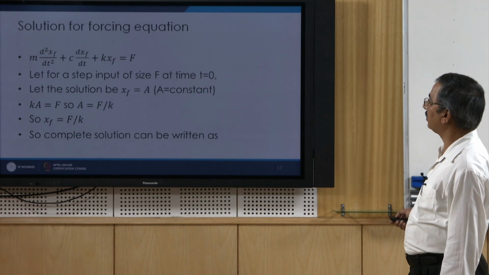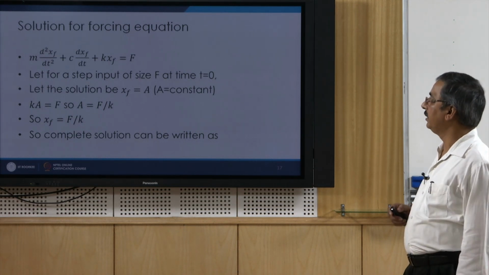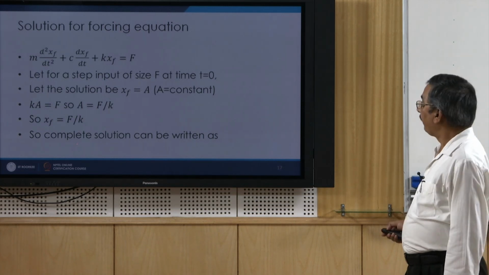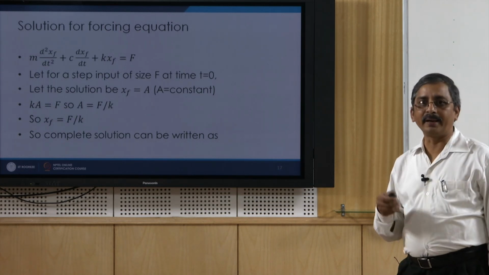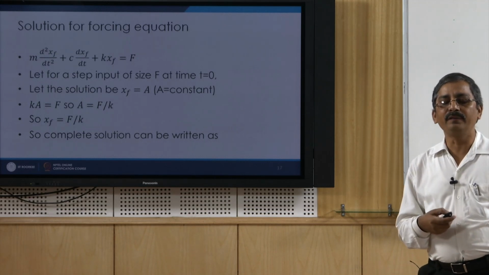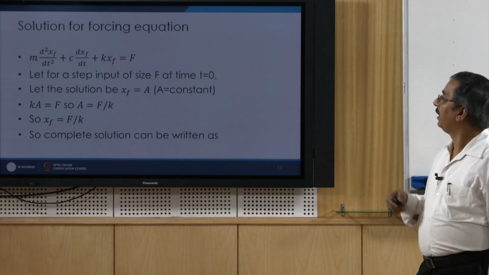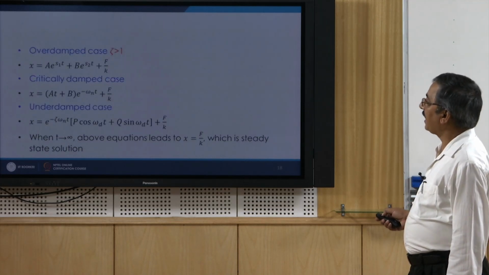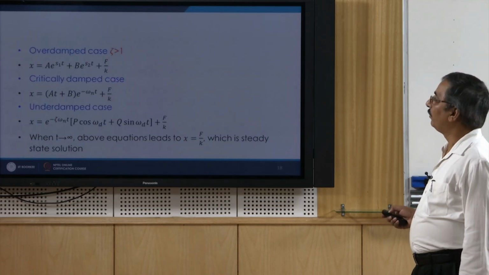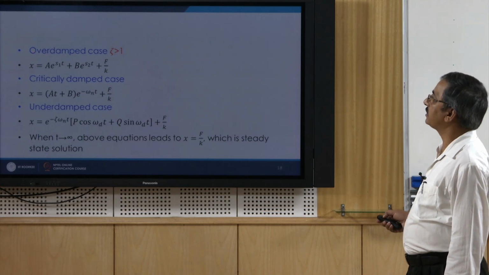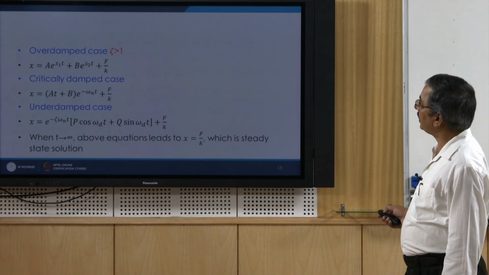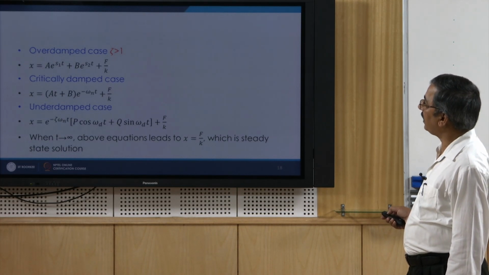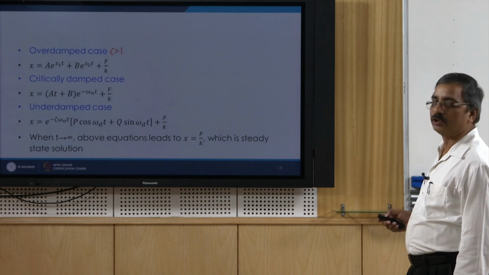So, xf is equal to F by k is my solution for the forcing equation. So, the complete solution can be written as the summation of the transient part and the forcing part. Okay. So, now let us write the complete solution for all the three cases, that is the overdamped case when zeta is greater than 1. So, we have this part as the transient part and this part as the forcing part.